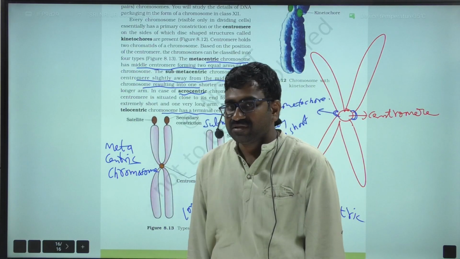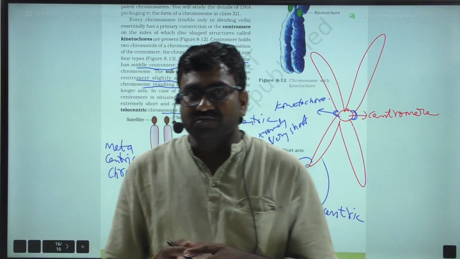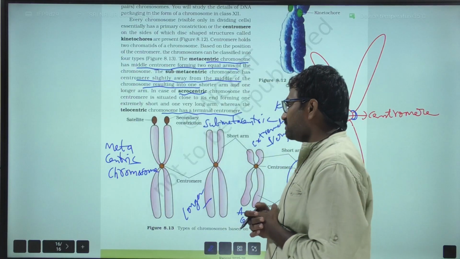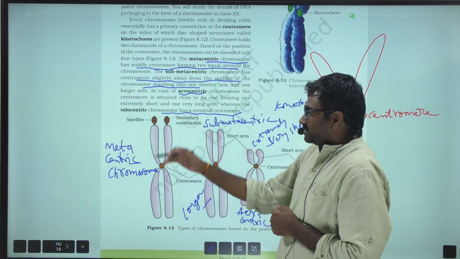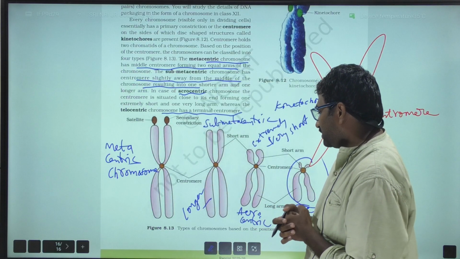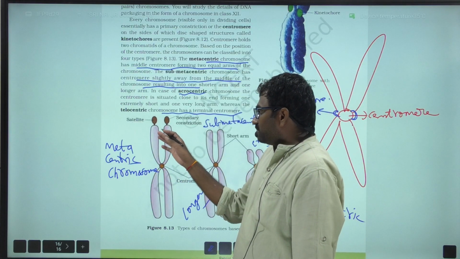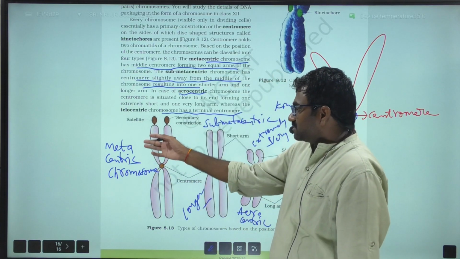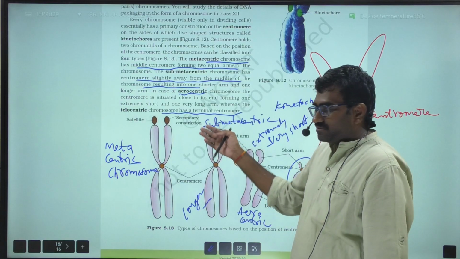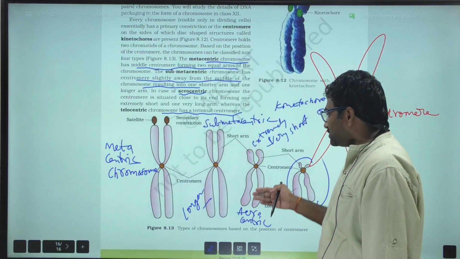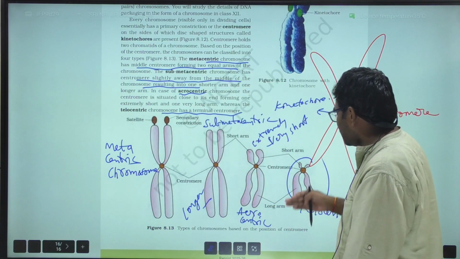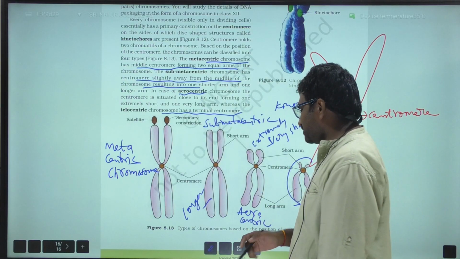So based on the position of centromere, we have four types of chromosomes. Very, very important. This question is repeatedly asked many times in the examination. So remember the size of the arms based on the position of centromere, P arms and Q arms. In metacentric chromosomes, equal arms are present, whereas in submetacentric, one is short, one is long, whereas in acrocentric, one is extremely short, one is extremely long, and in telocentric, one arm is completely absent.